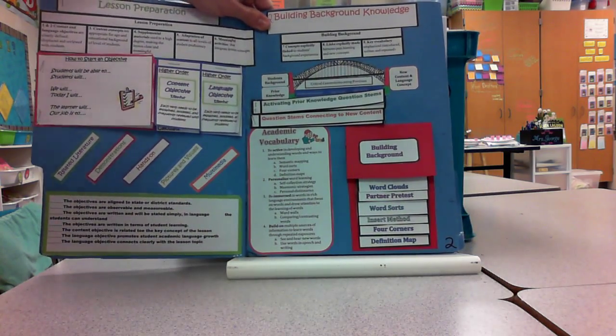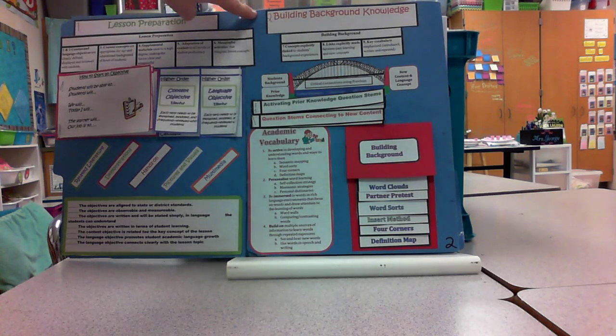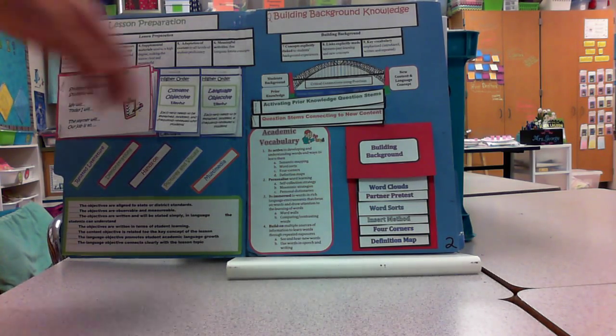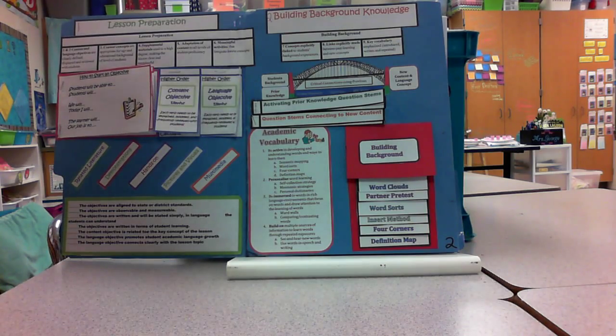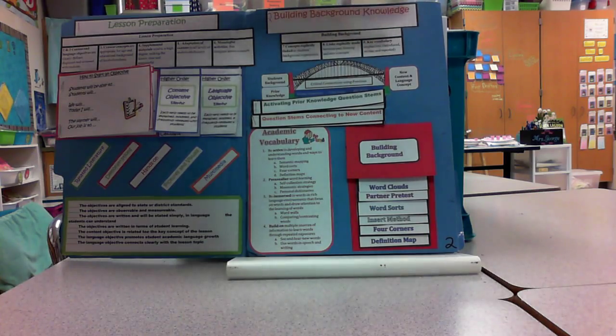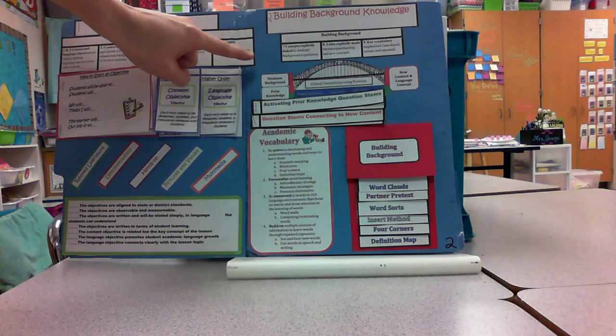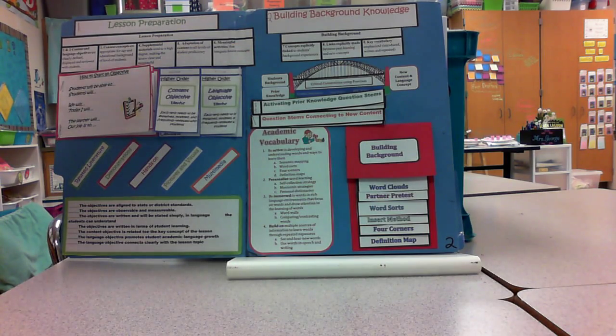The next one I want to talk about over here is the second SIOP indicator, which is building background knowledge. So there's a bridge here. The bridge represents how the ELL and ESL teacher needs to explicitly connect these students' prior knowledge and backgrounds to new content and language concepts. That's really important to do for all of your kids, but especially for the ELL kids. How you make these connections is really, really important.